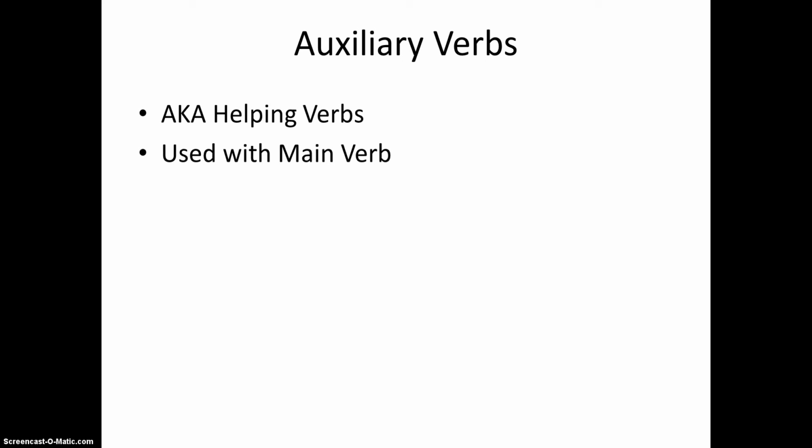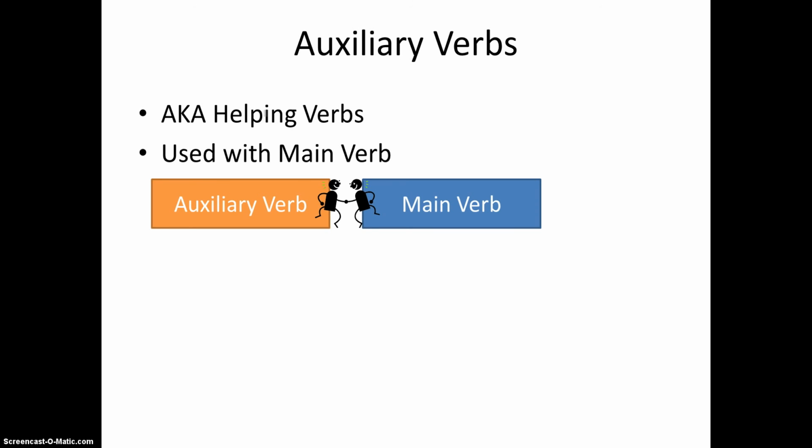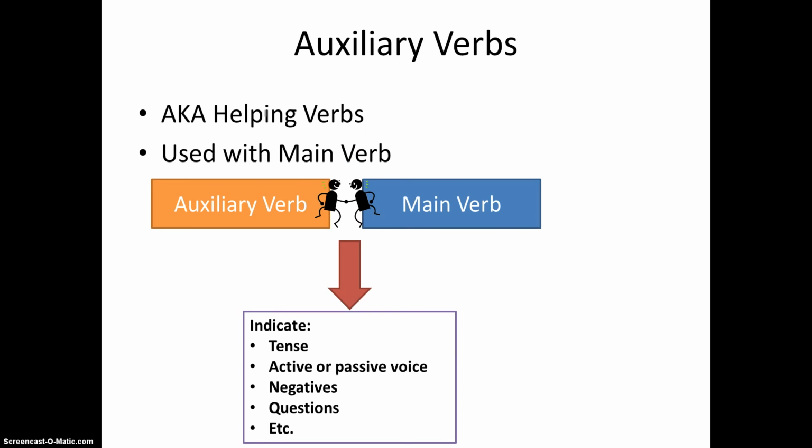What exactly are auxiliary verbs? They are helping verbs, and they are used together with the main verb. They come hand in hand. They work together. You seldom find auxiliary verbs alone. In fact, I don't think I can find any example. They work hand in hand to indicate tenses, to indicate whether it's an active or passive voice, to indicate negatives, and sometimes to indicate that it's a question. And of course, they have a lot of other functions when they work together.